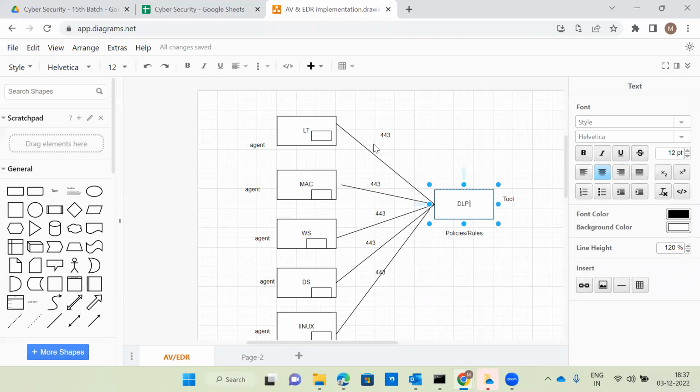So for example, maybe one of the employees is trying to copy some of the data through a pen drive. That is one type of data leaking. Maybe from his machine or his laptop, he is sending a mail from personal to professional email ID or professional to personal, vice versa. Okay, so that is also data leaking.